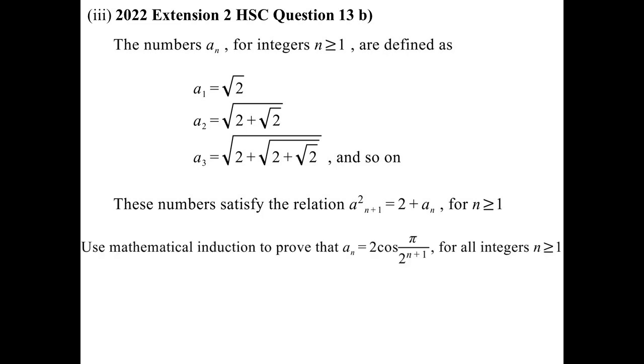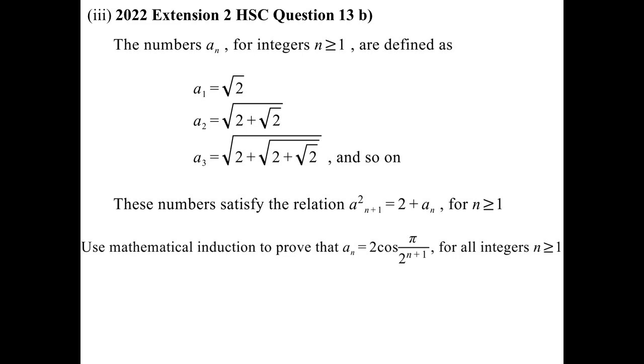Alright, let's finish off with last year's HSC question. Also dealing with the square root of 2 though, by coincidence. So here's our definition this time. It's nested surds. So A1 is root 2, A2 is root of 2 plus root 2, A3 is root of 2 plus root of 2 plus root 2, and so on and so on. There is the recurrence relation for this expression. So a way of writing it would be that A(n+1) squared is always 2 plus the previous term.